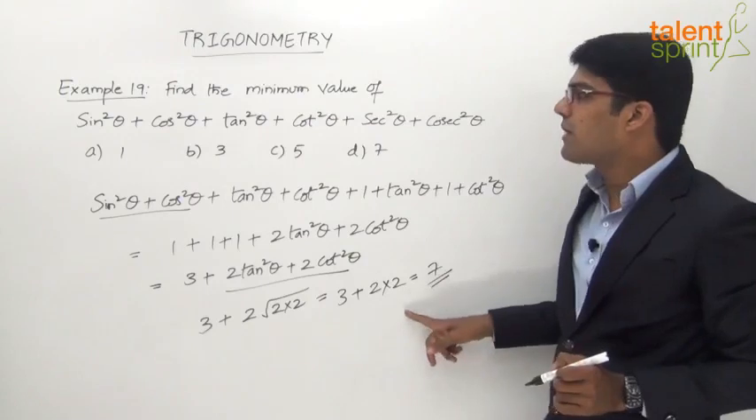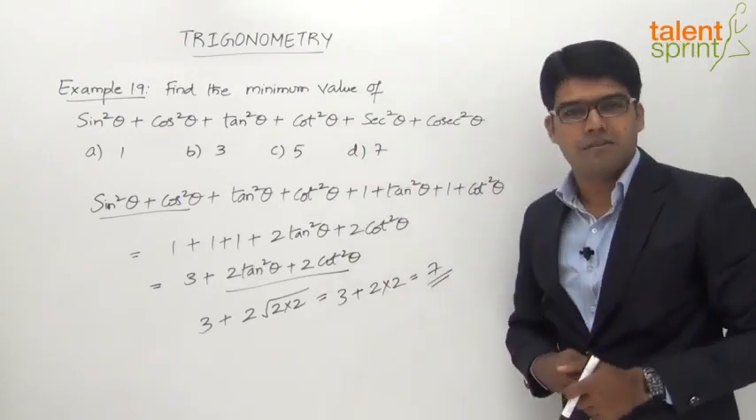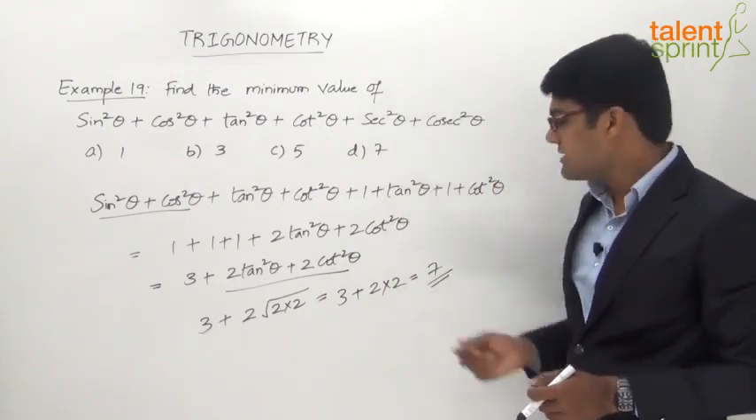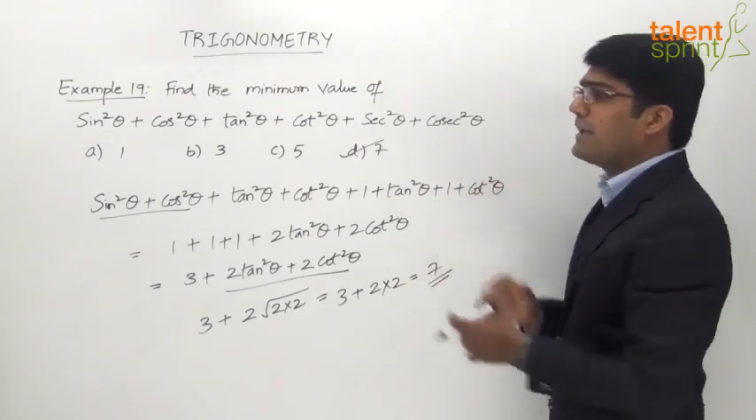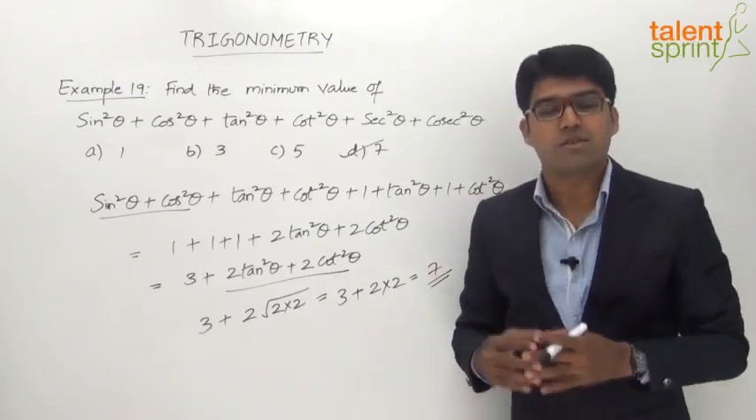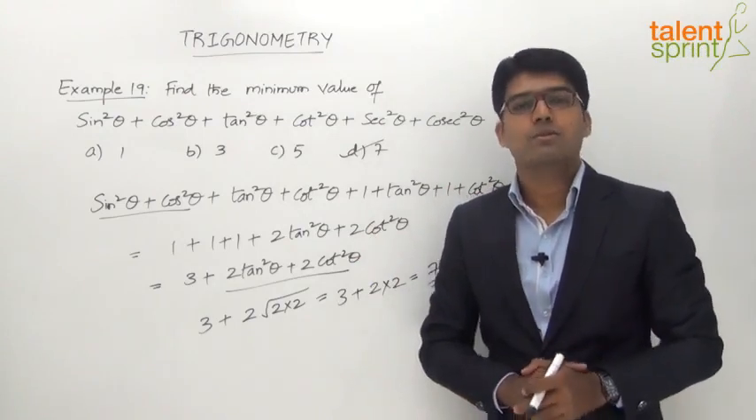So the minimum value of this expression, which involves all the different trigonometric ratios, is equal to 7, which is option D here. It looks like a complicated one, but it is very easy to answer if you have followed the logic of arithmetic mean greater than or equal to the geometric mean.